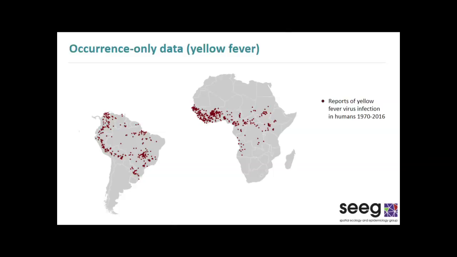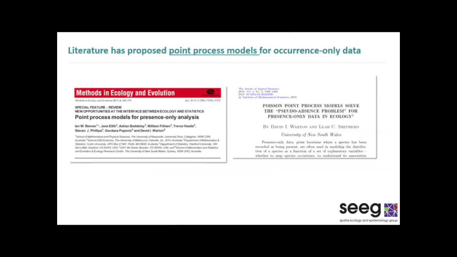The data available for modelling yellow fever are occurrence locations, or locations where infections have been reported. I could have mapped it using a standard SDM approach, but this didn't give me a way of incorporating the vaccine coverage. Fortunately, the SDM ecological literature has been proposing that point process models are an appropriate way to analyse occurrence-only data. And this does provide a way for incorporating other factors such as vaccine coverage.